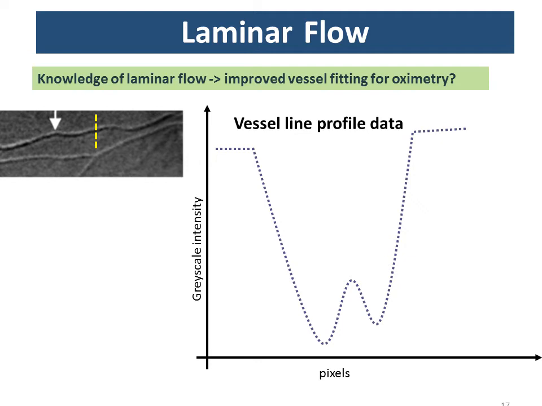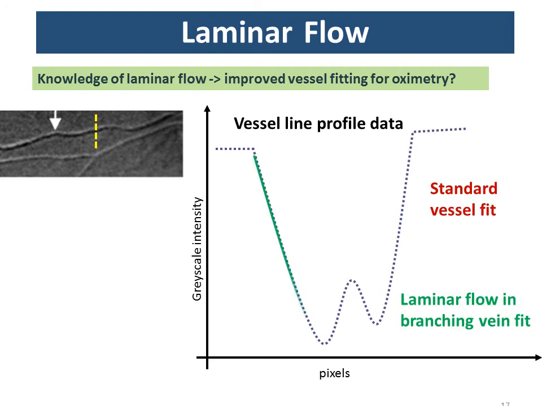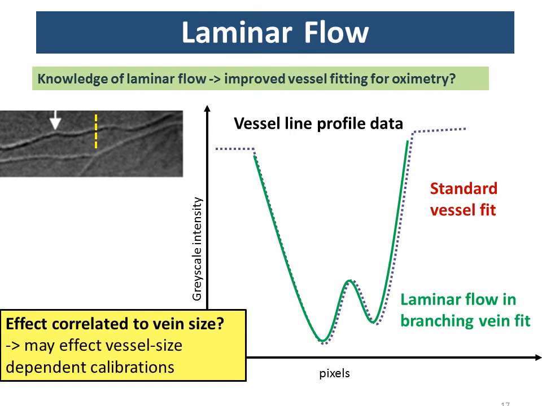So if we have some weird line profile like this, normally if we're doing some vessel fitting, we would just fit straight through it, fit a Gaussian or something to it like that, ignore something like this. But really, if we know for definite that there's multiple oxygenations here, then maybe we can use this information and fit an alternative fit, and then try and estimate the oxygenation for each bit of this branching vein.